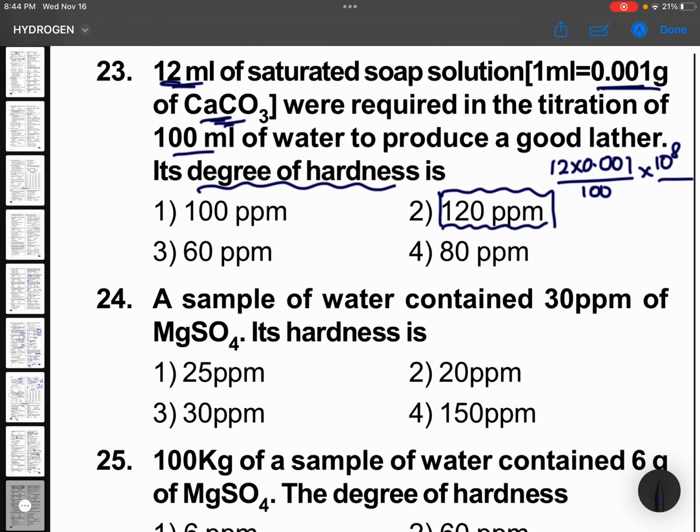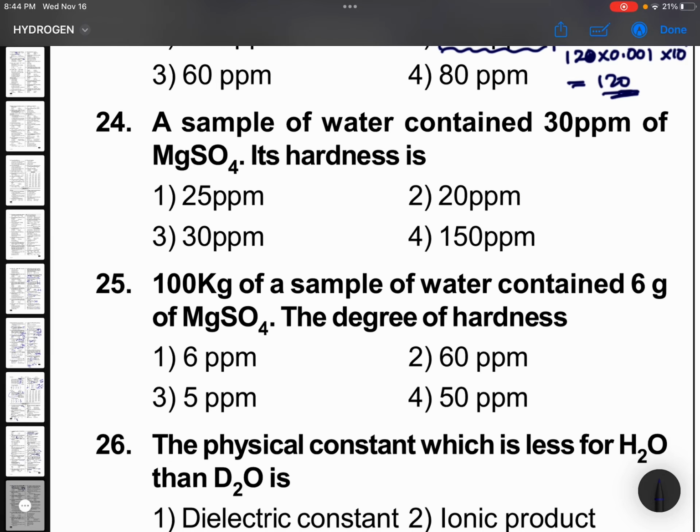100 ml of water means 100 grams of water. So it will become 120 × 0.001. This is 100, this is 100, this is 10 to the power of 8. So it will become 10 to the power of 4. So this will become 120. Our regular formula, you can check our class notes.